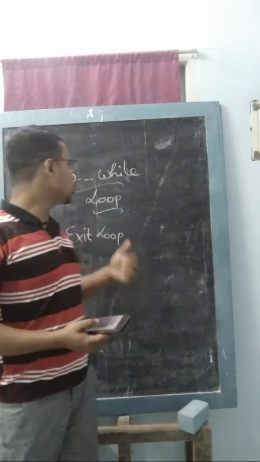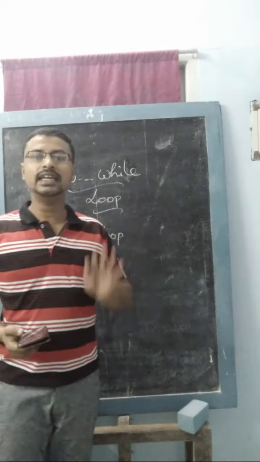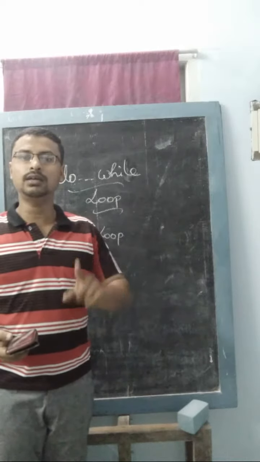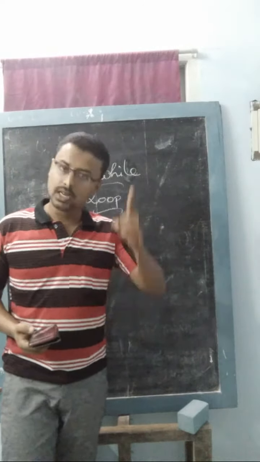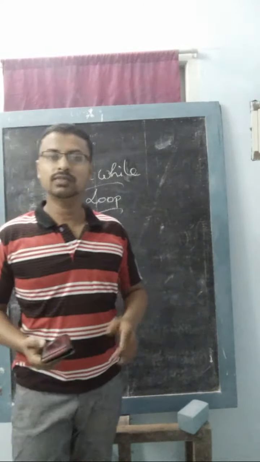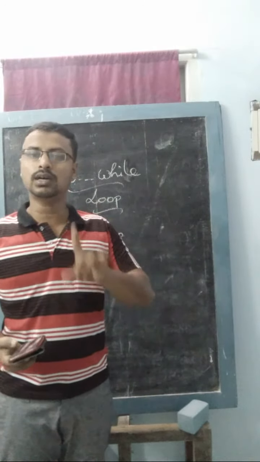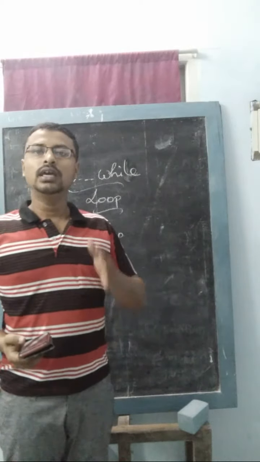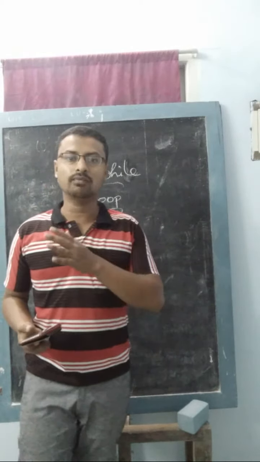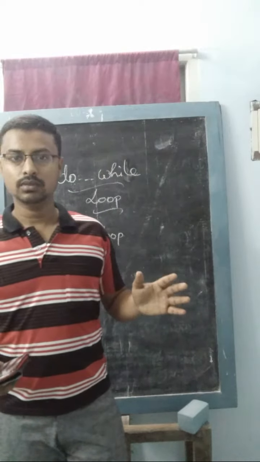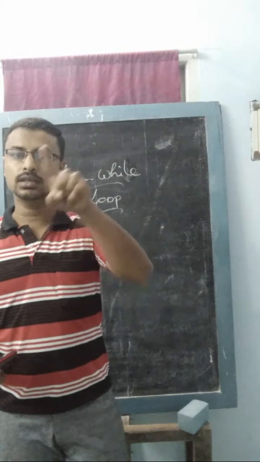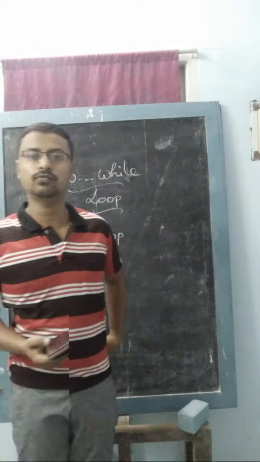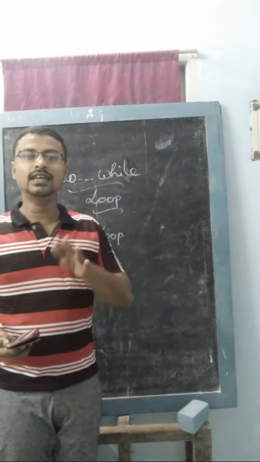But in the case of the do while loop, first it will execute the statement at least once, even if the condition fails. If the condition fails, it will still work at least once. But in the case of for and while, if the condition is false, the statement will not execute. It will execute 0 times. That is the meaning of entry control loop.